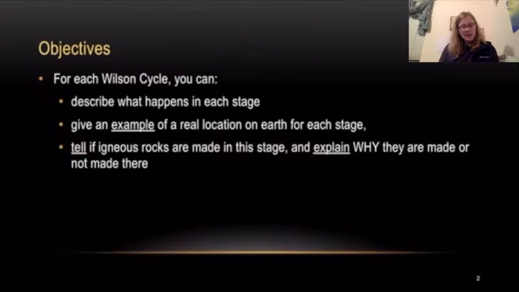Same thing again. For each Wilson cycle, you'll be able to describe what's going on in each stage, give an example of a real location on Earth, and something that you forgot to do in the video for A, B, and C. Please tell me, do igneous rocks form in that stage? If they do, tell me why. If they don't, tell me why they don't form. All right? It's because we're focused on igneous rocks mostly in this class.